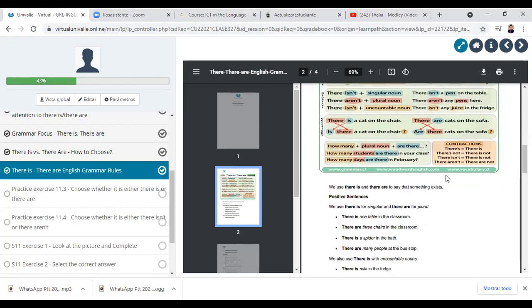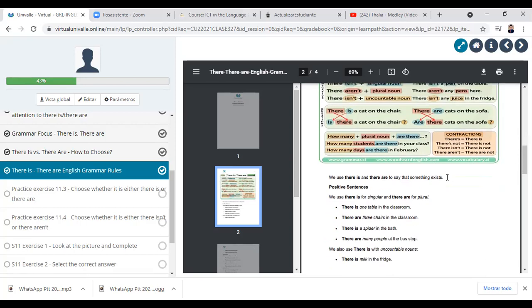Also, we have contractions. There is, there's, there is not, there isn't. There are not, there aren't. And also we have quantifiers. How many plus a plural noun are there? How many students are there in your class? How many days are there in February?